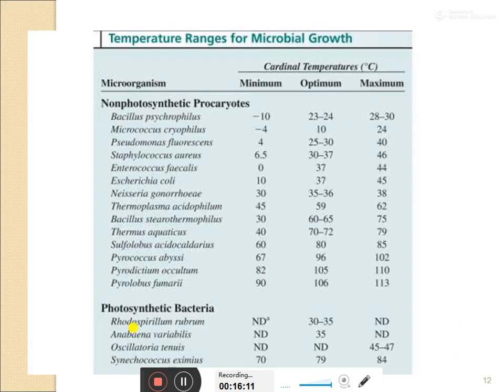These are some examples of microorganisms or bacteria whose minimum, optimum and maximum temperatures are given in this chart. You can see here Escherichia coli: the minimum temperature is 10 degrees Celsius, optimum temperature 37 to 38 degrees Celsius, and maximum temperature is 45 degrees Celsius. Likewise, Pseudomonas, Bacillus psychrophilus: minus 10 degrees Celsius is the minimum temperature, optimum temperature 23 to 24 degrees Celsius, maximum 30 degrees Celsius.